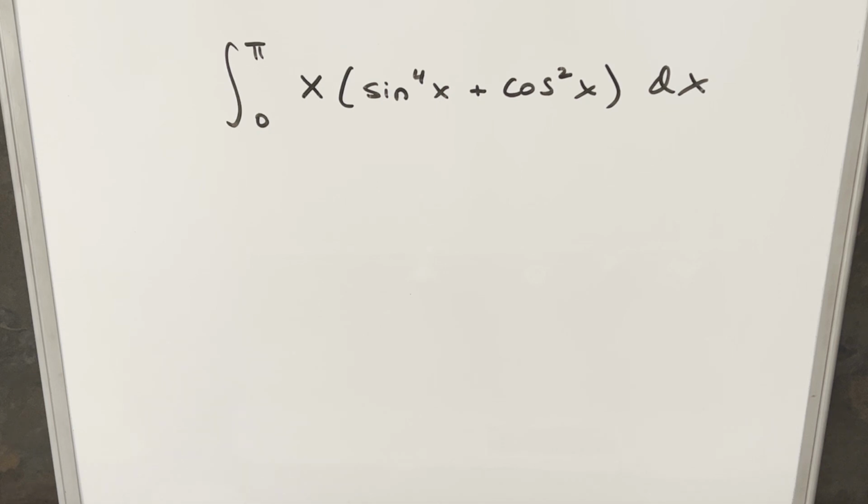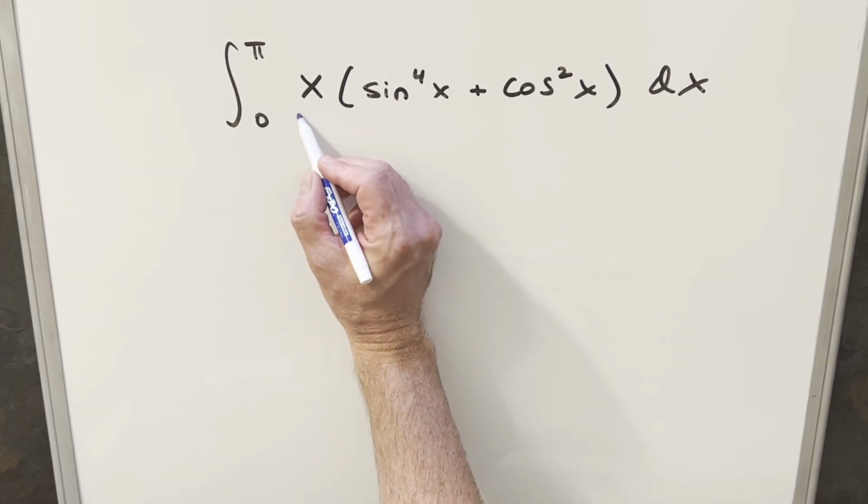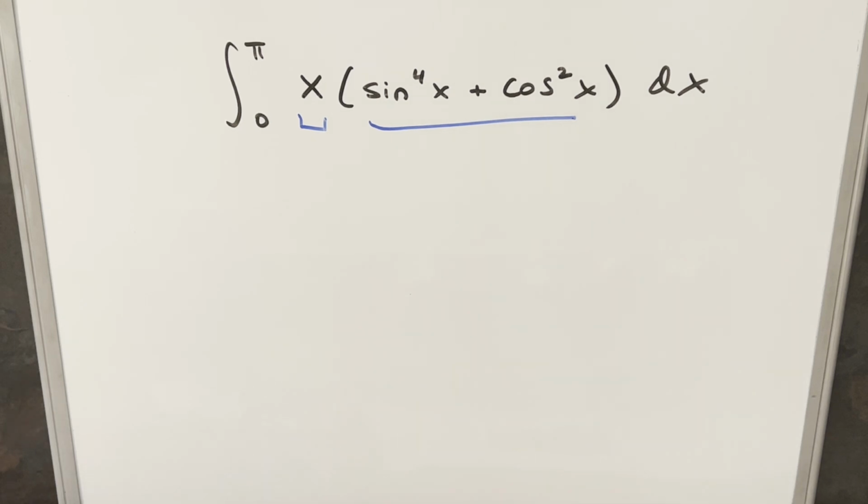Today we have here another integral. We've got the integral from 0 to pi of x times sine to the fourth x plus cosine squared x dx. Okay, I know exactly two ways to do this anyway. The first way I know is integration by parts. If you differentiate x, this part right here is not that bad to integrate. And I think that's a fine way to do it, maybe even faster.